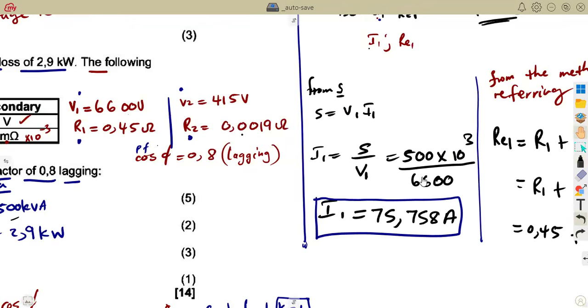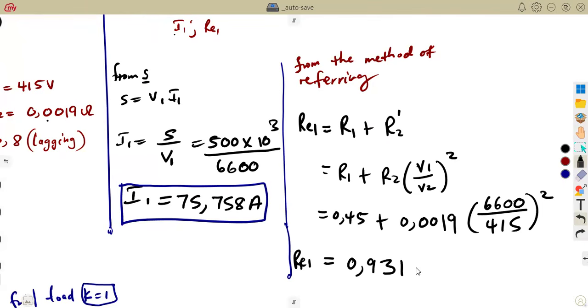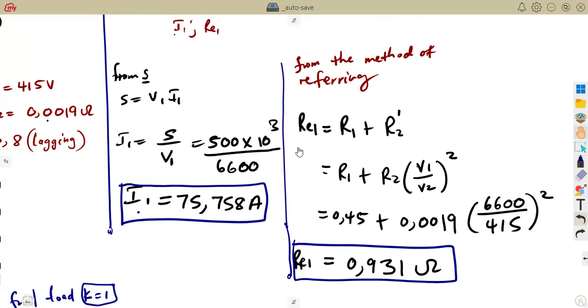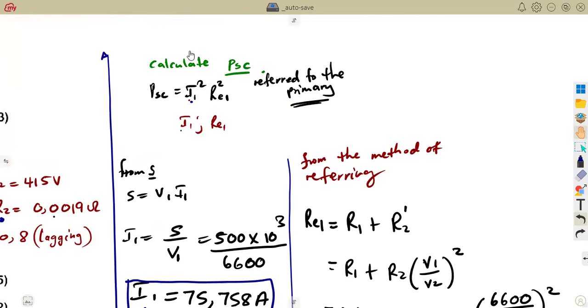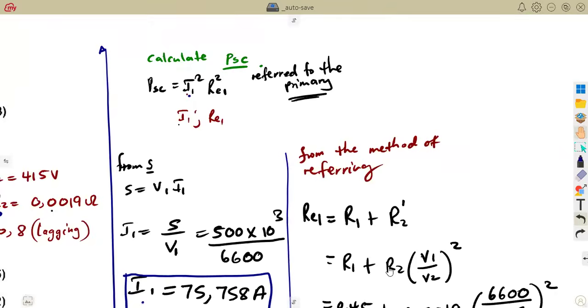So V1, we have it. V2, we have it. 6,600 for our V1 over V2, which is 415, to the exponent of 2. That was going to give us the equivalent resistance, in this case when we are referring to the primary, of 0.931 ohms. With this and the current of the primary, which is I1, we can calculate our short circuit power this way. So if we wanted, guys, we could have used the secondary side, referred to the secondary side. It was going to be the same. So it is up to you. So that is it, guys.